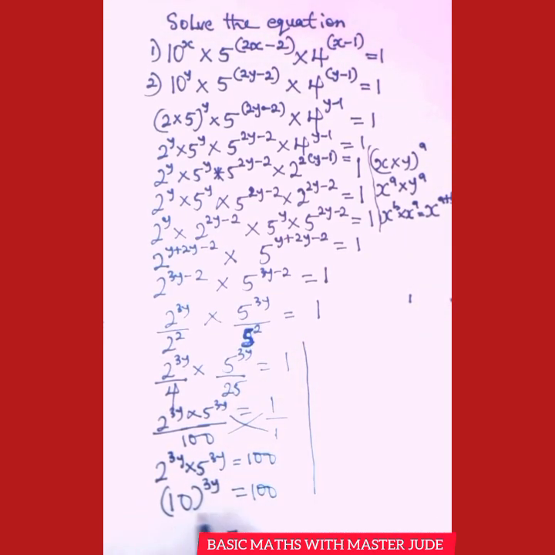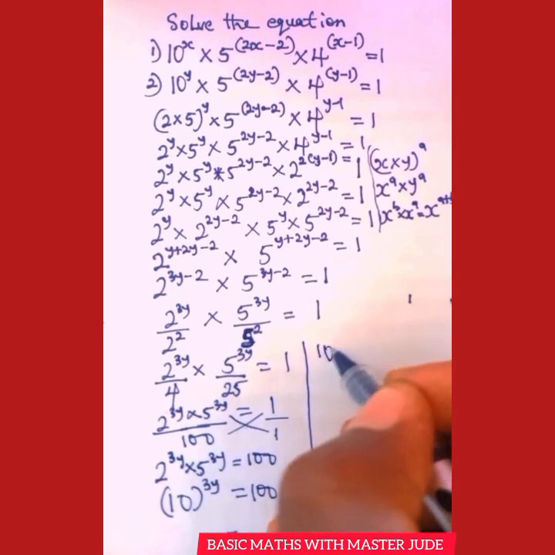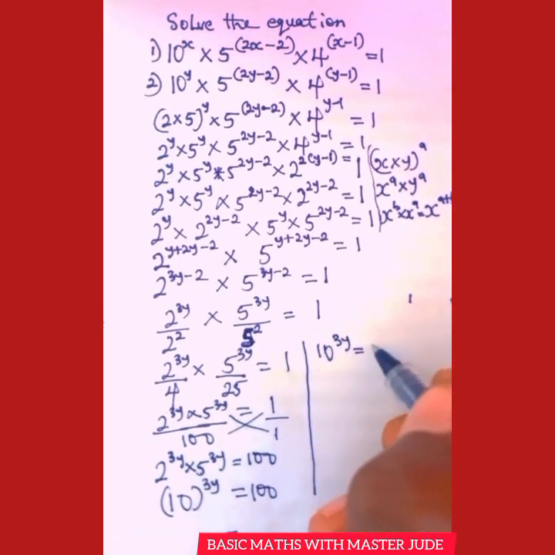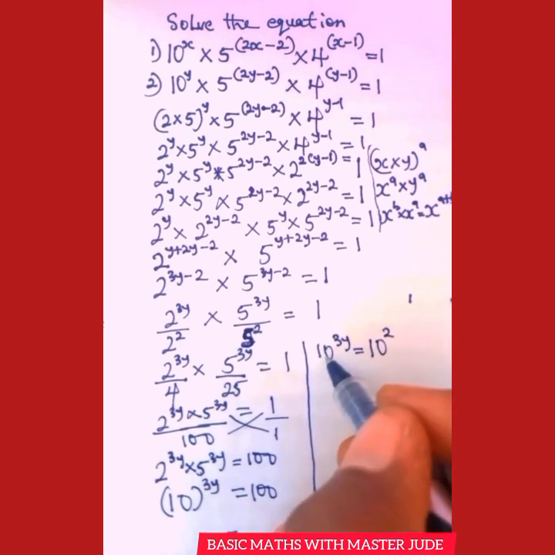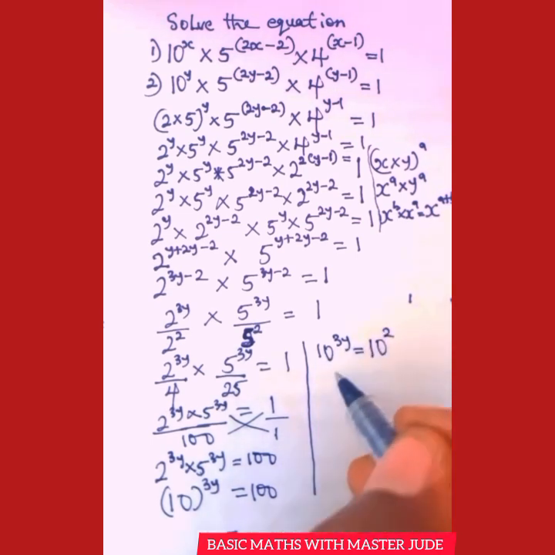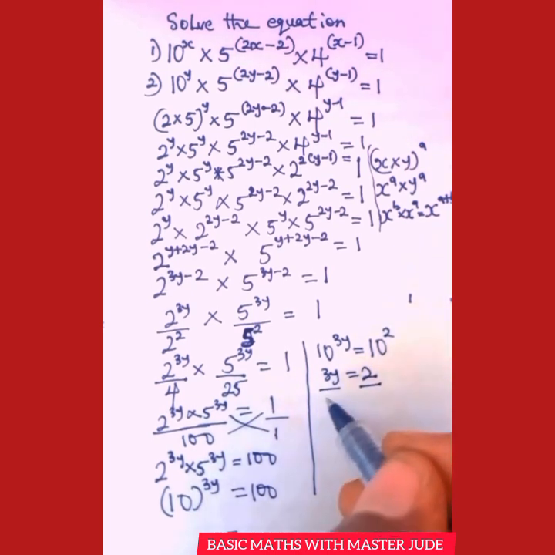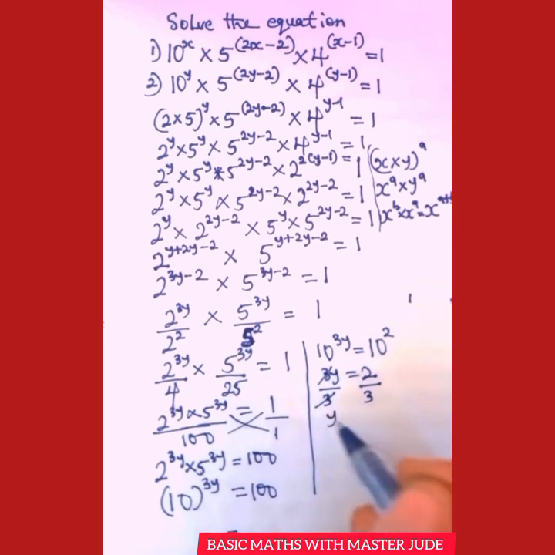Now I'll change 100 to a base of 10. So this is 10^(3y) is equal to 100, which to a base of 10 is 10^2. Then since their base is the same, I will equate their powers. So I have 3y is equal to 2. Then to get the value of y, I'll divide both sides by 3. 3 will cancel itself and I'm left with y on this side of the equation, is equal to 2 over 3. So the value of our y is 2 over 3.